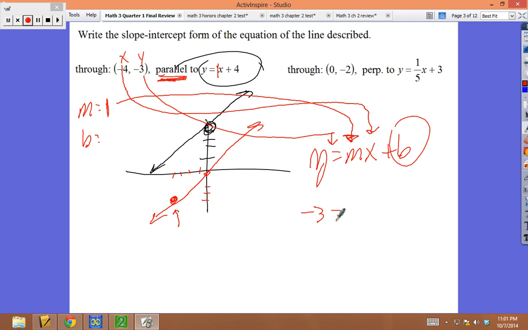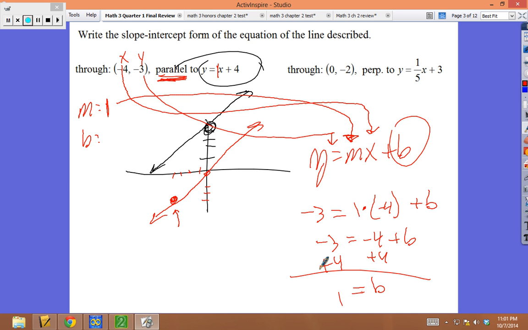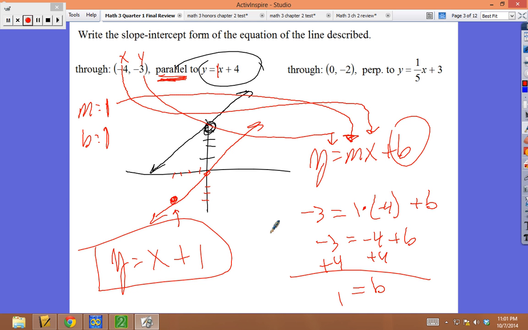So y is going to be a negative 3. M is going to be 1 times x, which is a negative 4, plus b. So negative 3 equals a negative 4 plus b. So let's ditch this negative 4. Let's plus 4. Plus 4. B has got to be 1. So slope is 1, y-intercept is 1. So your answer is y equals 1x plus 1. And you don't really need to put the 1 in.